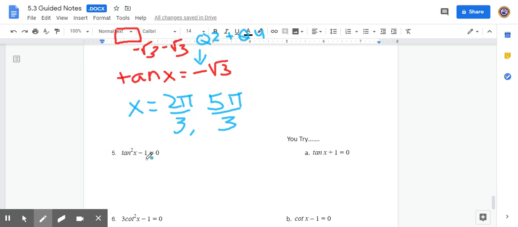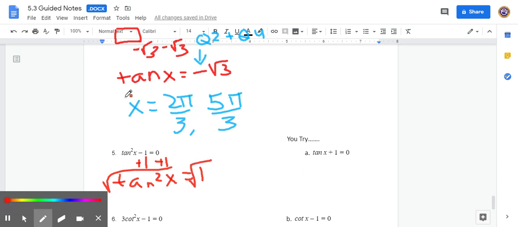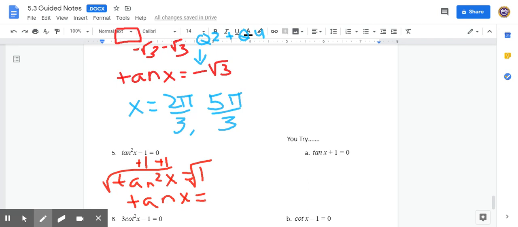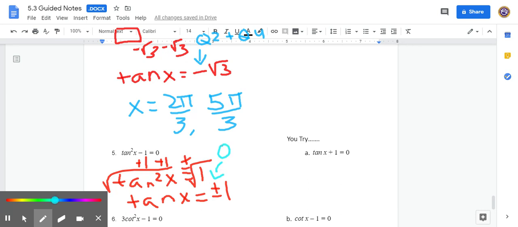So tangent squared of x minus 1 equals 0. We can solve this by factoring or by just solving it. So tangent squared x equals 1. Take the square root because tangent is squared. So tan of x equals positive or negative 1 because the square root of 1 is 1. And you don't want to forget about the plus and minus. So that means that we are going to be looking in all quadrants, quadrant 1 through quadrant 4, because positive and negative includes all.